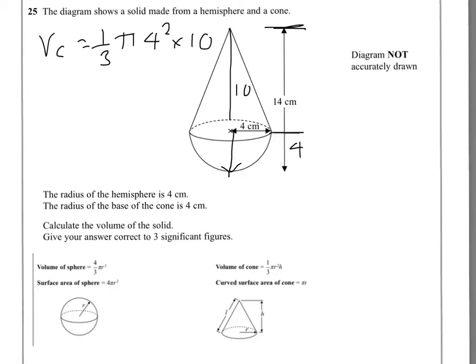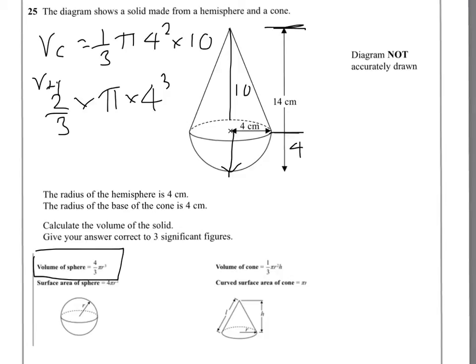Now the hemisphere is half of a sphere, and the formula for the volume of a sphere is 4/3 pi r cubed. So half of that will be 2/3 pi r cubed. So the volume of the hemisphere is 2/3, I've halved 4/3, half of 4/3 is 2/3, times pi times our radius, which is 4 cubed.